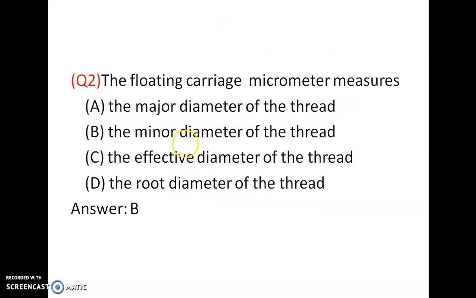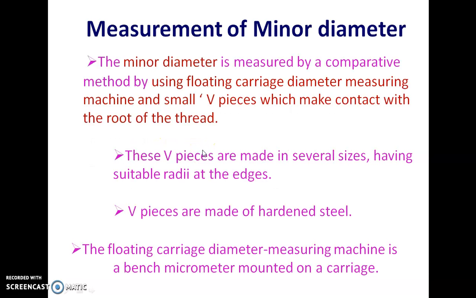Next question: the floating carriage micrometer measures the minor diameter of the thread. So the bench micrometer measures the major diameter of the thread, and the floating carriage micrometer measures the minor diameter of the thread. This is called the measurement of minor diameter by floating carriage micrometer. Minor diameter is measured by a comparative method using a floating carriage micrometer measuring machine and small V pieces which make contact with the root of the thread. These V pieces are made in several sizes having suitable radii at the edges. V pieces are made of hardened steel to avoid wear.